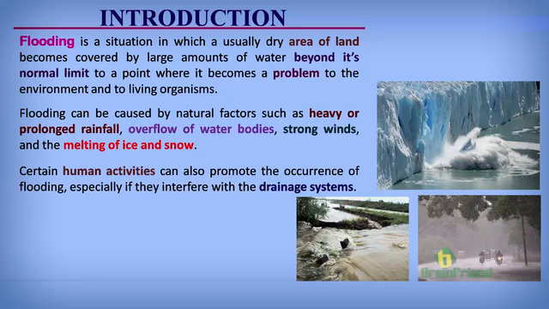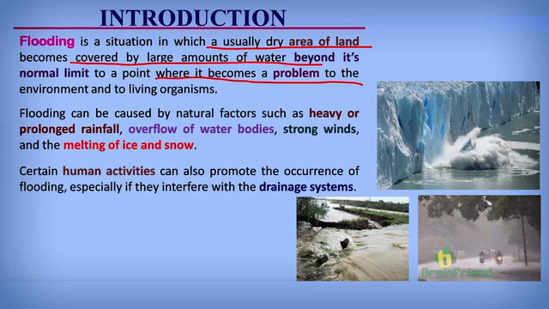We started a discussion on flooding. We said flooding is a situation in which a usually dry area of land gets covered by large amounts of water beyond its normal limits to a point where it becomes a problem to the environment and to the organisms that live within such environment. We say flooding is an environmental hazard that could be caused by natural factors as well as some human activities.